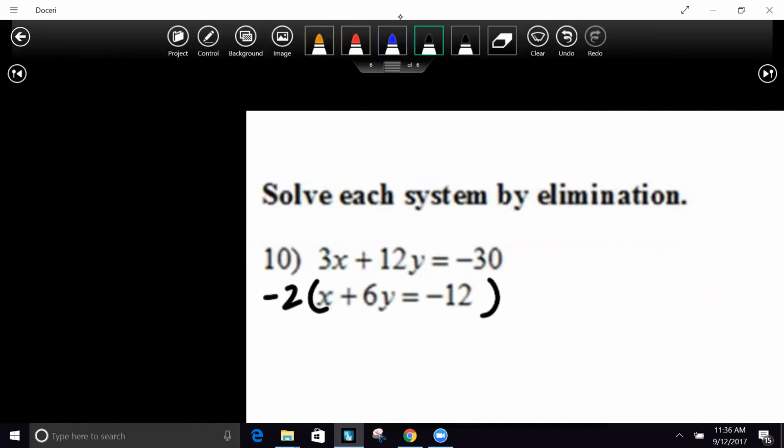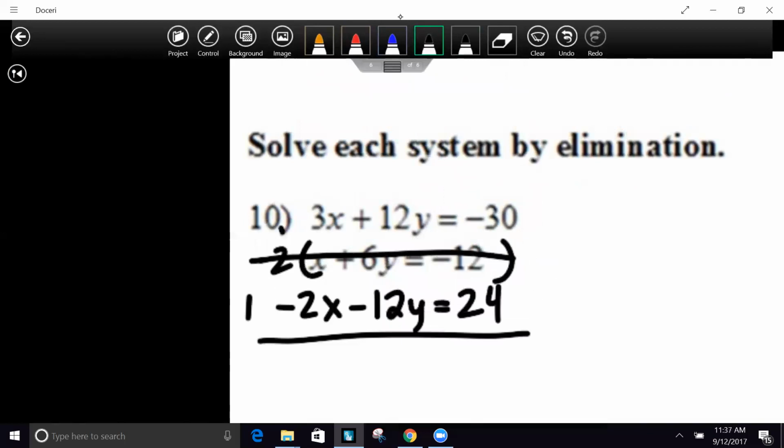We're going to multiply by -2 to get rid of my y's. Like it matters, you guys are freaking out. 2x minus 12y is equal to 24. So we use the distributive property. This eliminates my middle equation, so I don't have to worry about that one anymore. We're going to add these rows up.